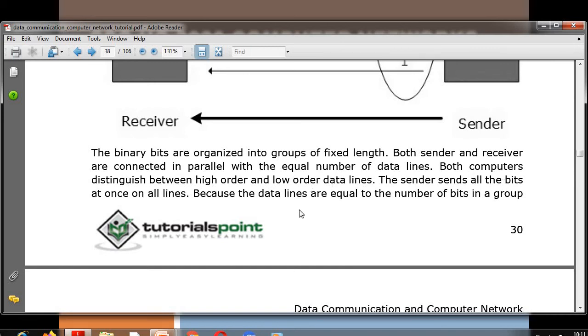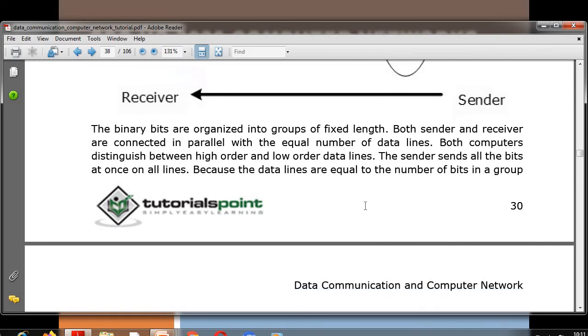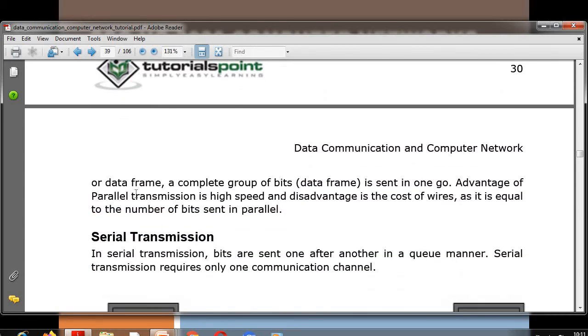The sender sends all bits at once on all lines because the data lines are equal to the number of bits in a group. So a complete group of bits, a data frame, is sent in one go. The advantage of parallel transmission is high speed, and the disadvantage is the cost of wires, as it is equal to the number of bits sent in parallel.